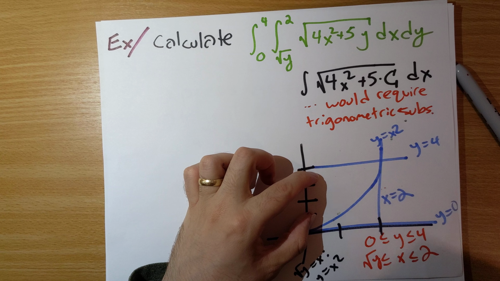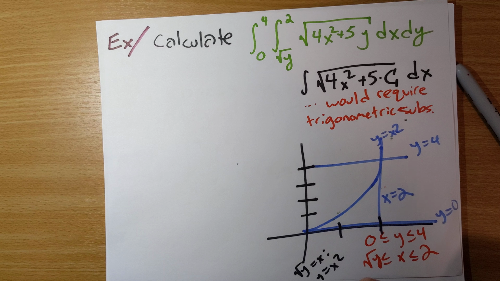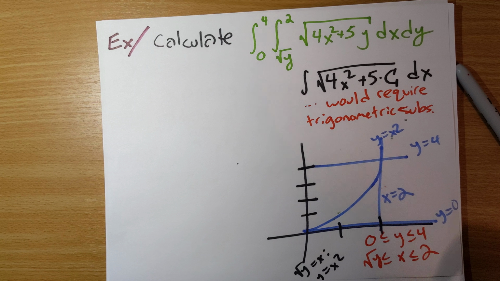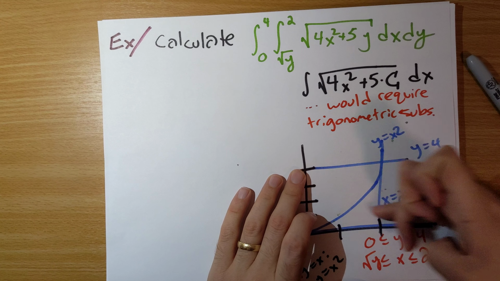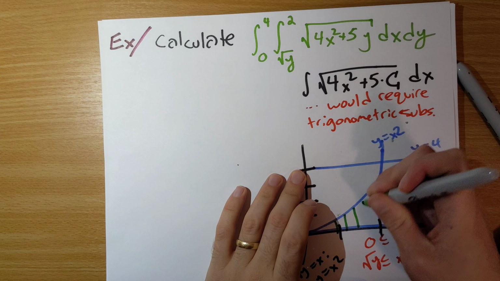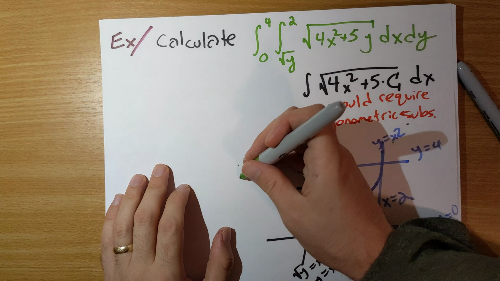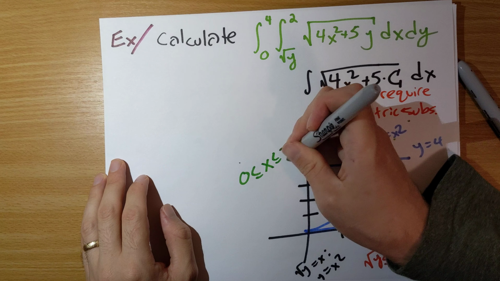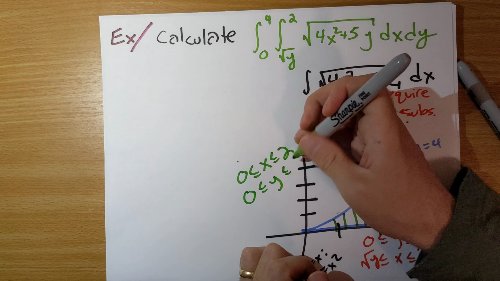That would be y is from 0 to 4, but this would be x running from 0 to square root y. We want x to run from square root y to 2. So the way that this is set up is horizontal slices, but instead we want to slice this vertically. And so what are going to be our bounds here? x runs from 0 to 2. y runs from 0 to x squared.